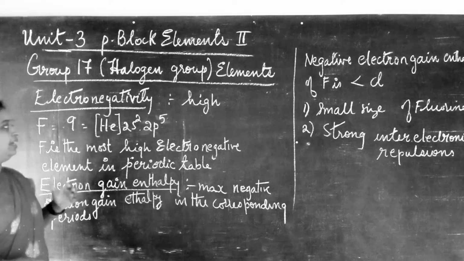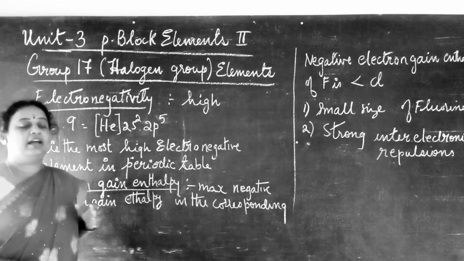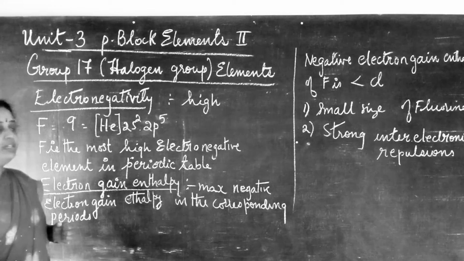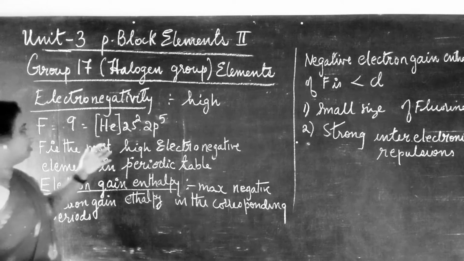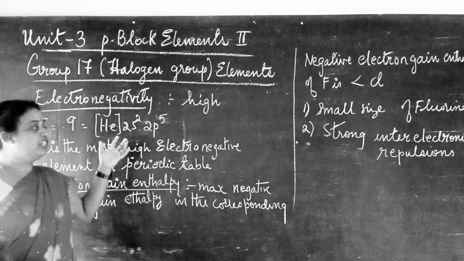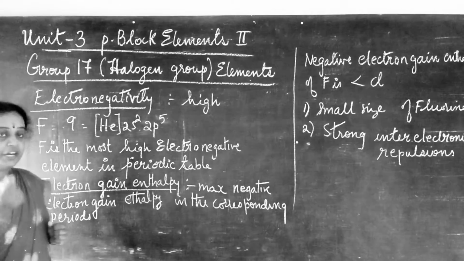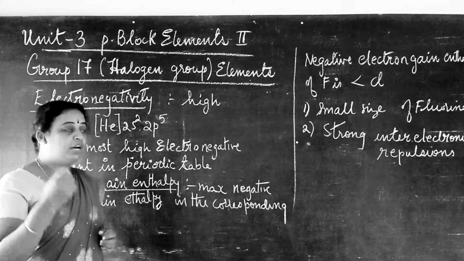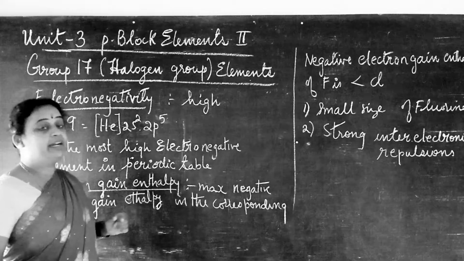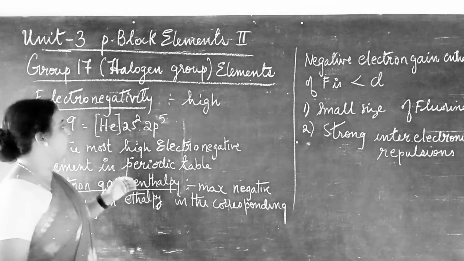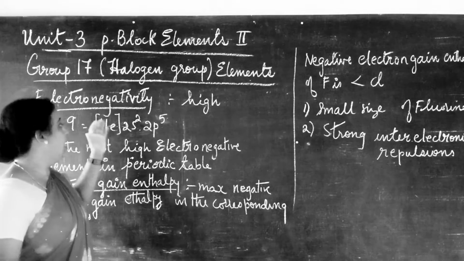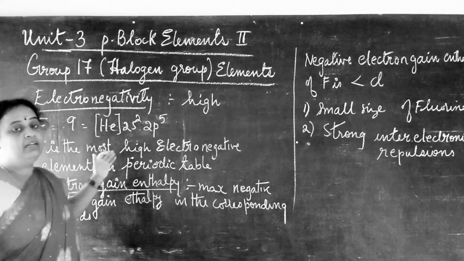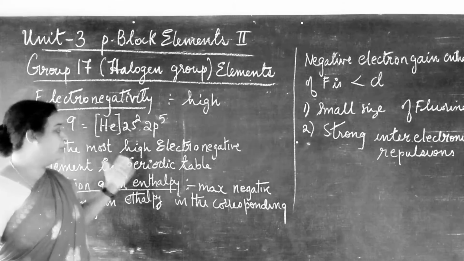Electronegativity is nothing but the tendency of an element to attract the shared pair of electrons towards itself. Because fluorine's outermost shell, the valence shell, contains 7 electrons, it requires one more electron. So fluorine has a high tendency to attract one more electron towards itself in order to attain stability. For this reason only, fluorine has high electronegativity compared to all other elements in the halogens or in the periodic table.